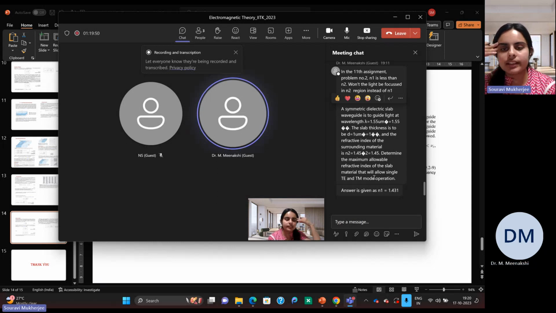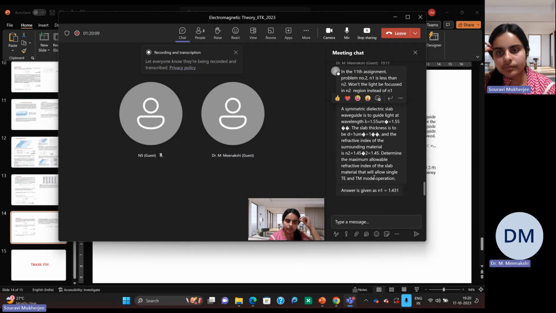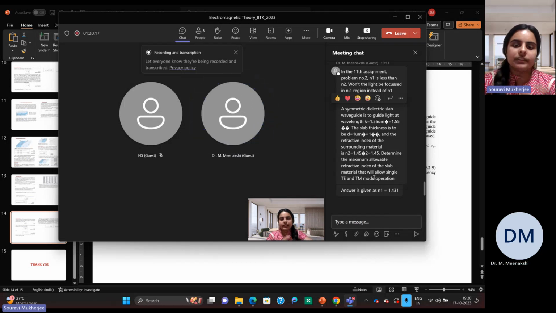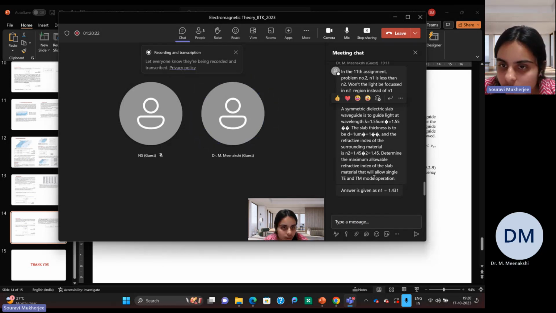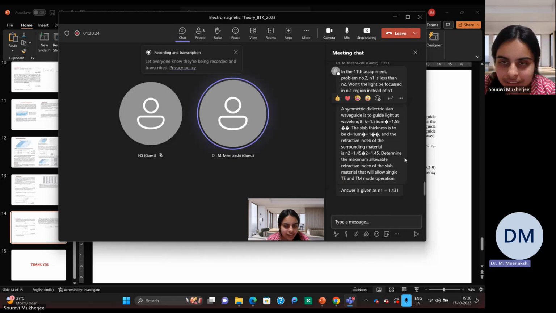Correct, exactly. Now the result comes out like N1 is 1.431 and N2 is 1.45, which means that the light won't be confined to the center core region. Always the core should have a greater refractive index than the cladding. Only then can this waveguide guide the wave along that path. Otherwise it would all leak out. Yeah, that is always true. I don't know what happened to this question.